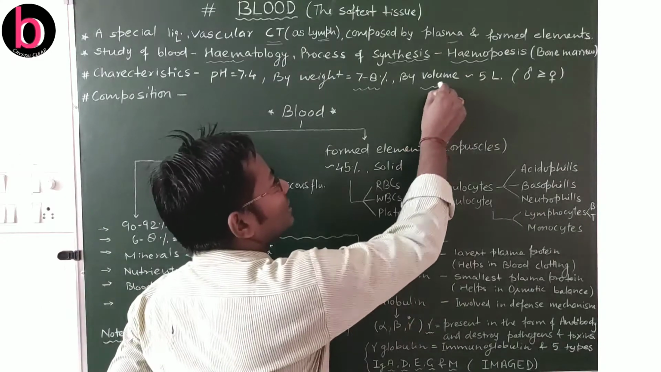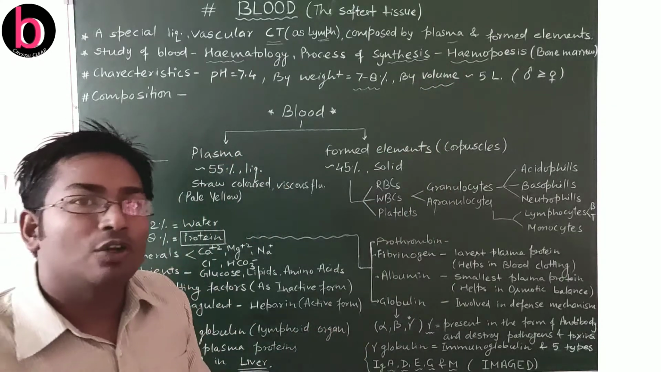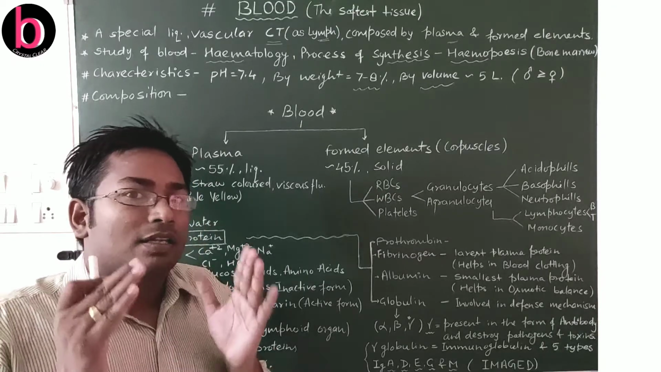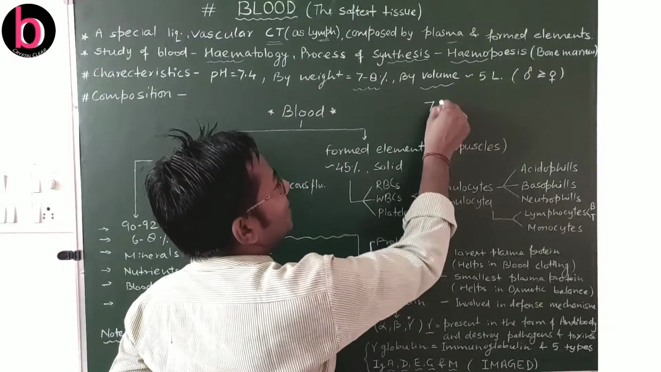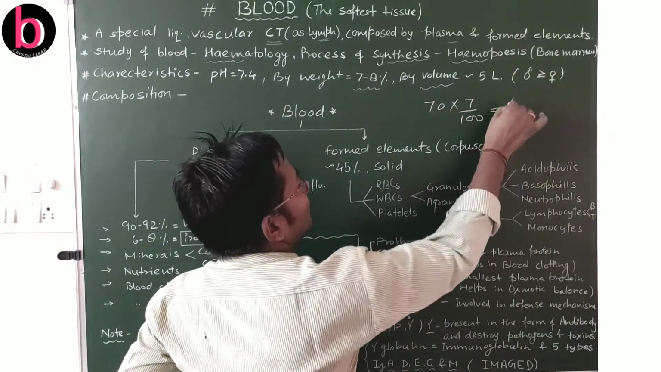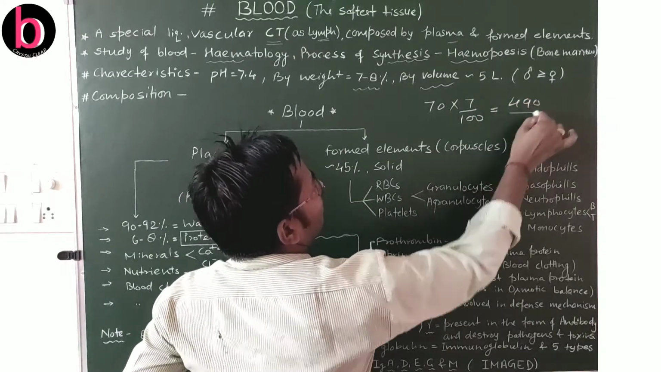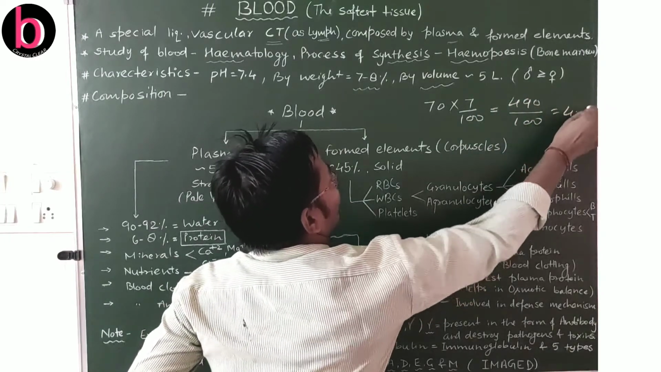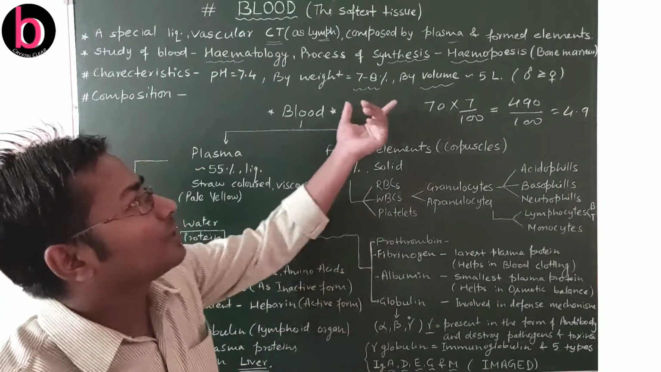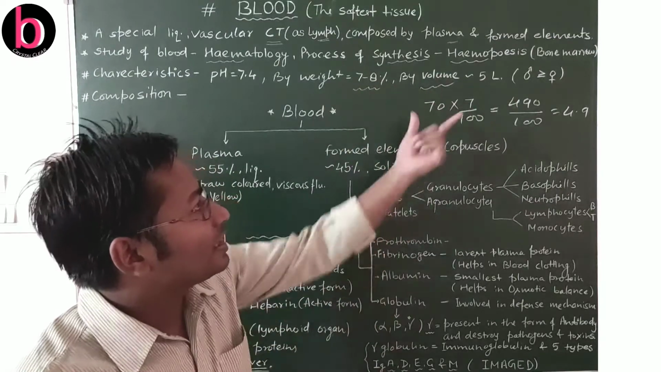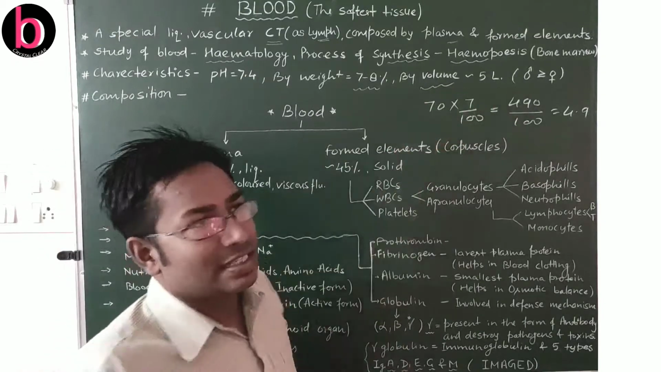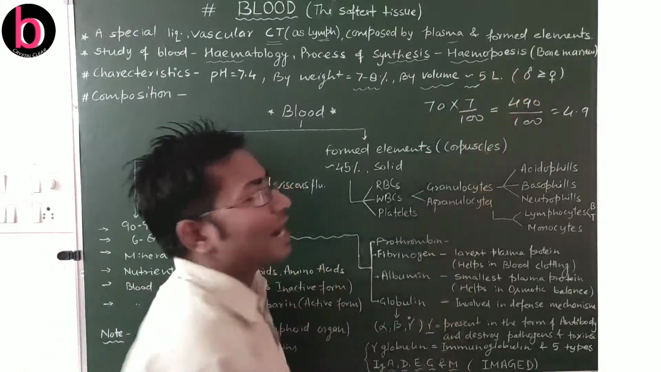Roughly, if we discuss the body volume of an adult person whose weight is nearly 70 kg, then 7% of this 70 kg will be 4.9 liters. With 8%, this will be 5.6 liters. So roughly we can say this is nearly 5 liters.